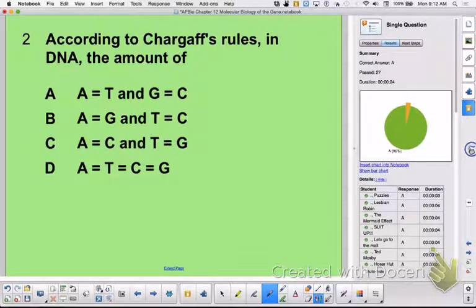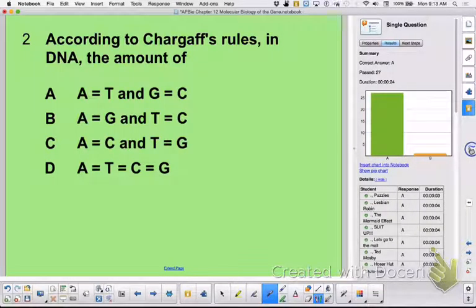Oh, good job. Okay, what did they say? Why do we not like B? What do A and G have in common? They're both purines, but your number of adenines is not going to equal the number of your guanines. Okay, they're just both purines.